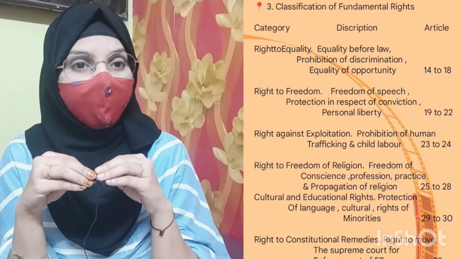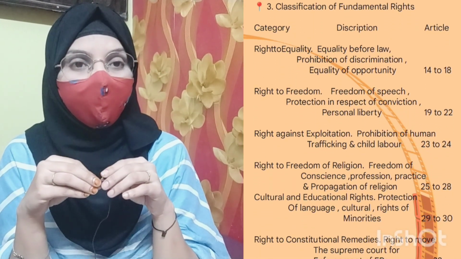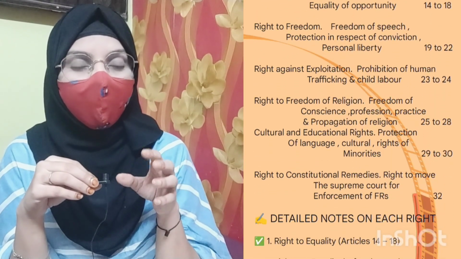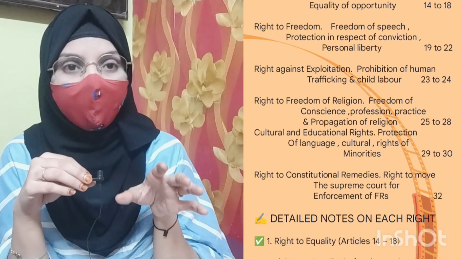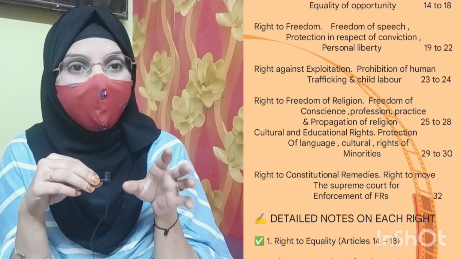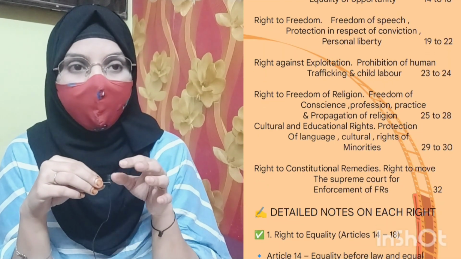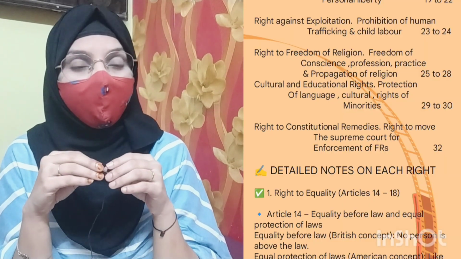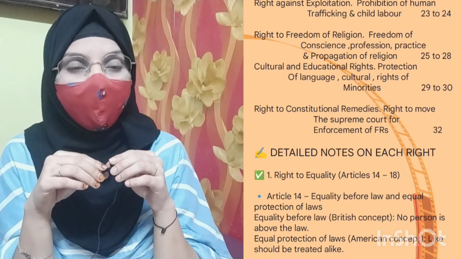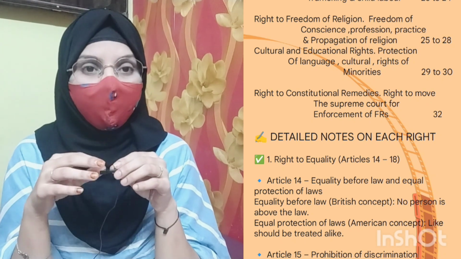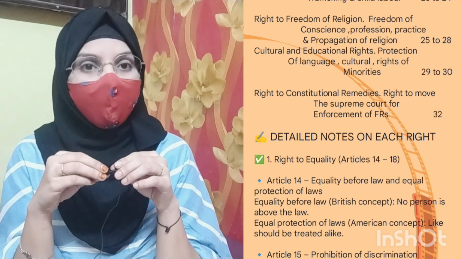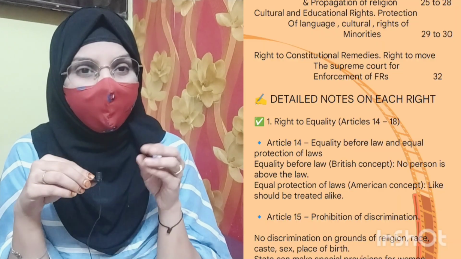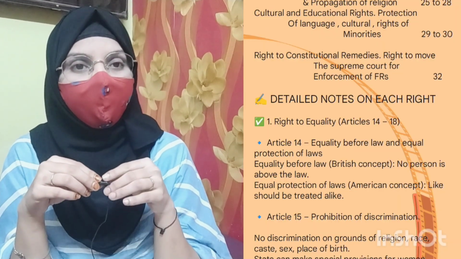The first is right to equality, from Article 14 to 18. Article 14 guarantees equality before the law and equal protection of the laws. Article 15 prohibits discrimination on grounds like religion, caste, sex, race, etc., but allows special provisions for women, children, SCs, STs and backward classes. Article 16 provides equality of opportunity in public employment. Article 17 abolishes untouchability, and its practice is now a punishable offence. Article 18 abolishes titles except for military and academic distinctions.